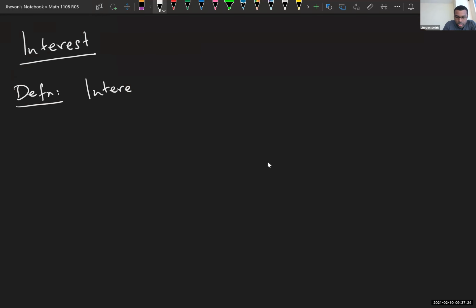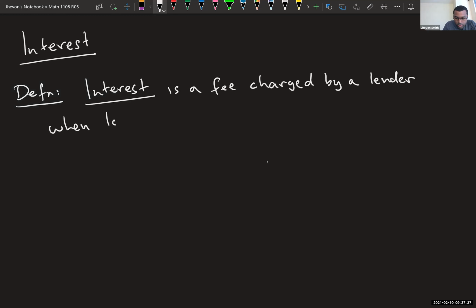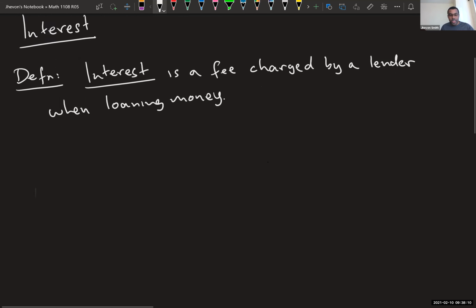Interest is a fee charged by a lender when loaning money. Now, you might say, but I have a savings account and I get interest on it, but I'm not borrowing that money, it's my money. That's the thing. When you have a savings account, you are the lender. You loan the bank your money and they pay you interest to have your money in their bank because they can do stuff with your money while you're not doing anything with it. They make a lot more interest than they pay you in that savings account, by the way, but we'll talk about that in the future.